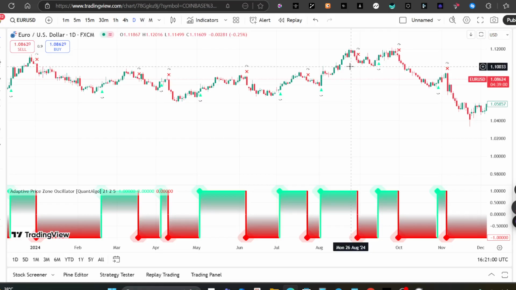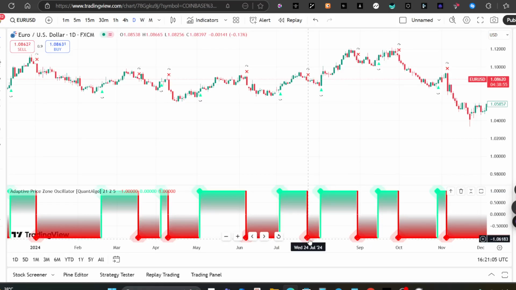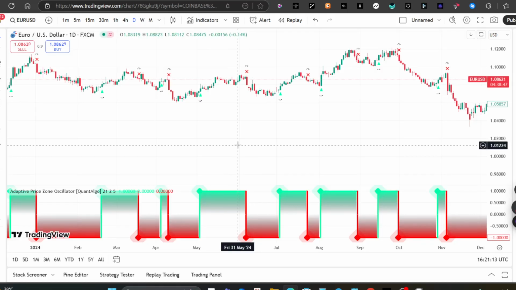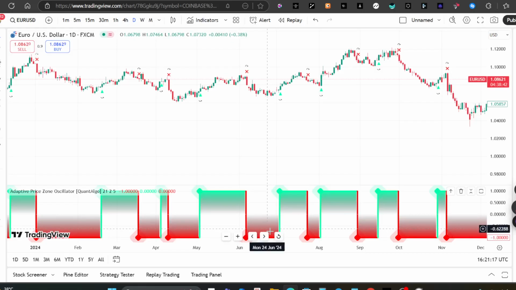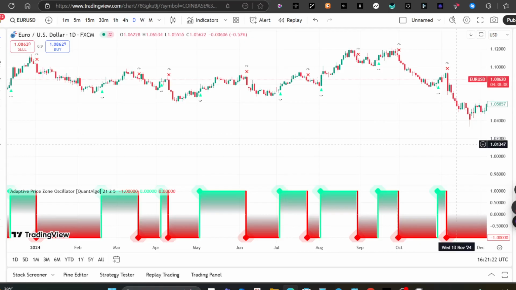So basically, the green represents the resistance zone, the red represents the support zone. When the indicator enters this territory and starts showing this green zone, just know that the price is likely around the resistance zone. And the opposite is the case for the red. When it gets to this red zone, it means that the price is likely around a support zone.